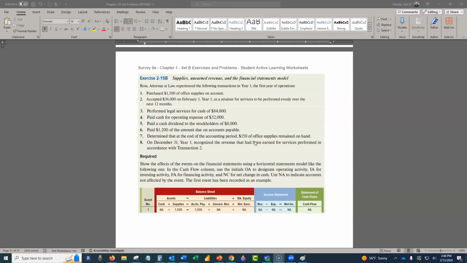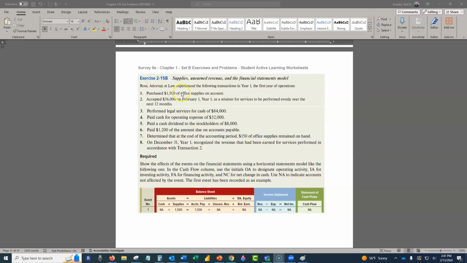All right, guys, let's go through 215B here. So this one, we're going to do a little bit of everything: supplies, unearned revenue, financial statements model, just a bit of everything. What they're going to give us here is that initial setup, our first transaction.